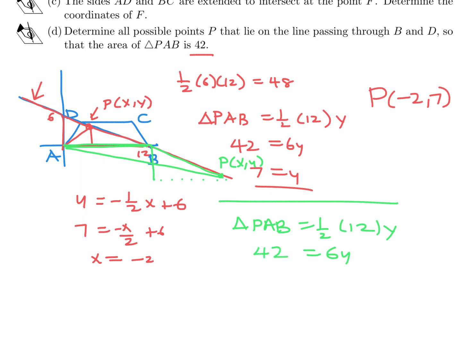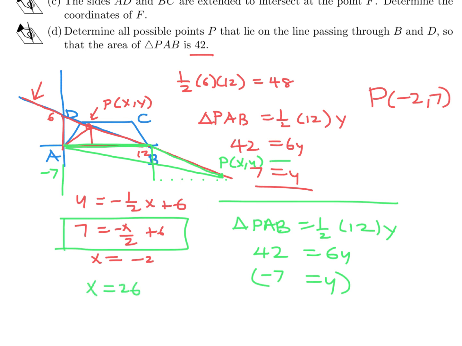we have to just use our common sense and say it's not going to be 7 because it's below the x-axis. It's -7. Is that right? Yeah. And that's just looking at the diagram. That's not from mathematics. So we just have to keep that in mind. And then plug it back into this equation, and you'll get an x-coordinate of 26. So this P right here is 26, -7. And that completes part D.